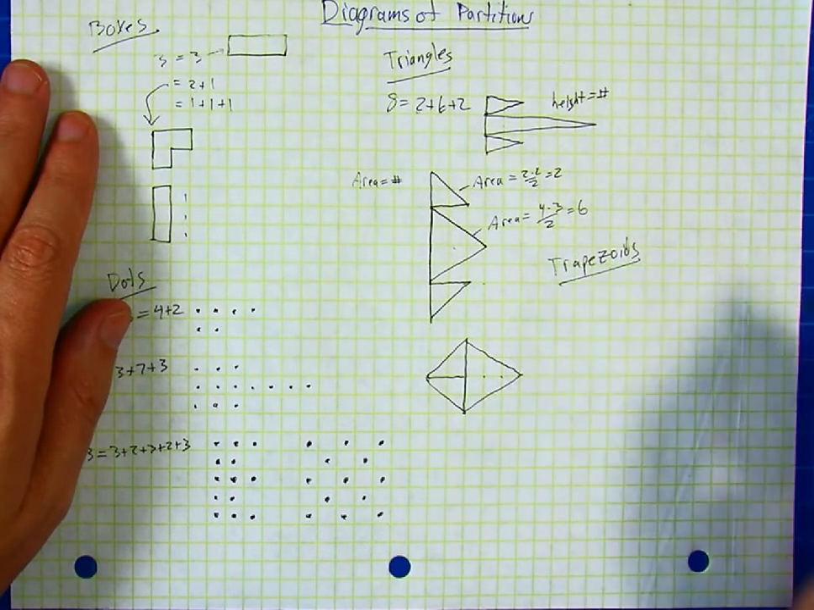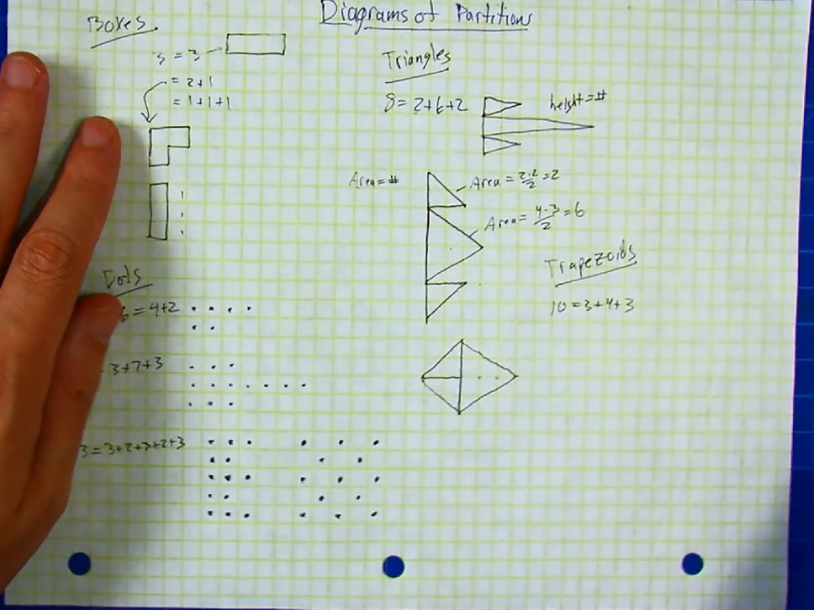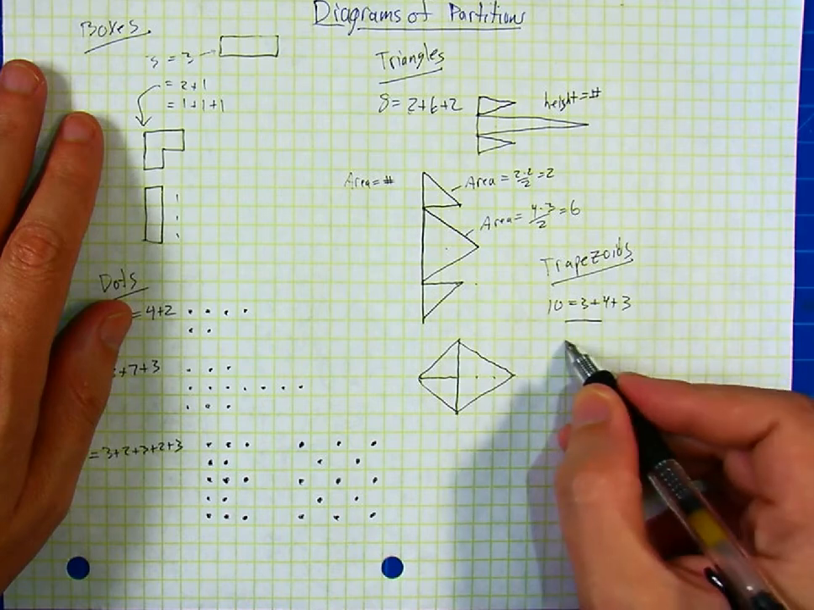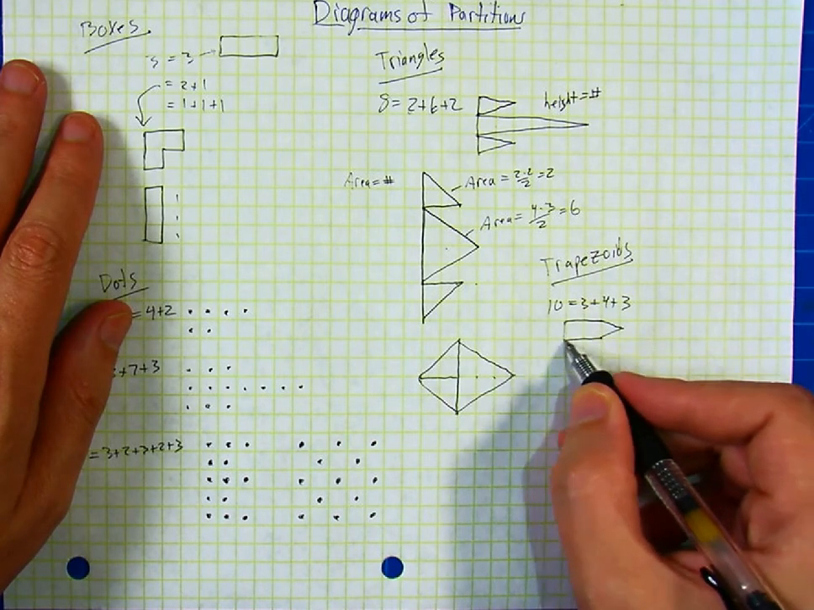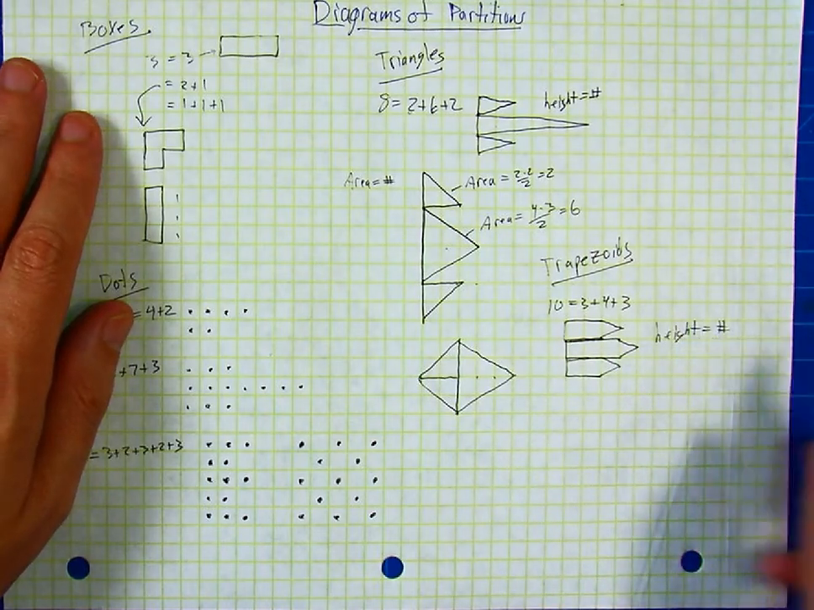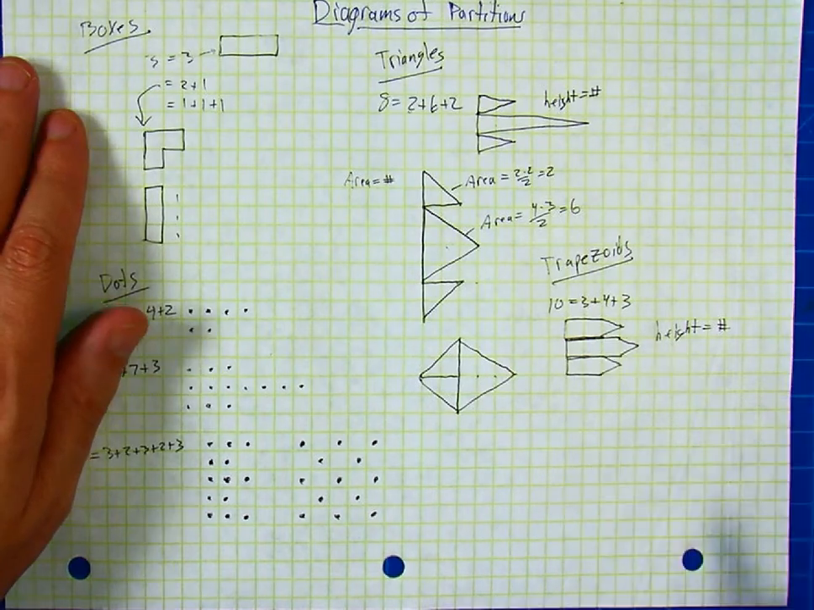Maybe use trapezoids. Maybe you have 10 equals 3 plus 4 plus 3. A couple different ways to use trapezoids for that. You could just do 2 and then put a little tooth on the top on the last one. That is technically a trapezoid. The next one you could do 4. So here the height is the number, so this is a height of 3, 4, and 3. It sort of looks like crayons arranged in a box.